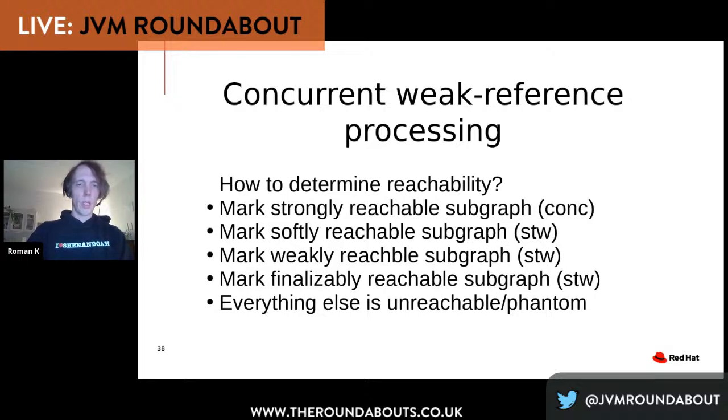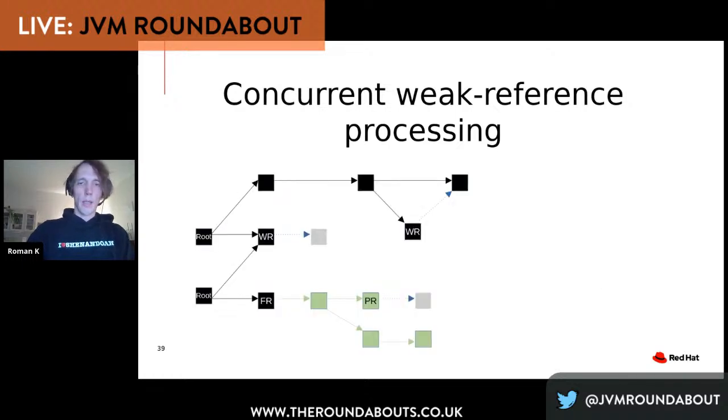So this needs to happen in this order in several phases because the reachability is decreasing from there. Everything that is reachable by a weak reference is probably also reachable by a phantom reference and so on. I have a little diagram here which visualizes this.